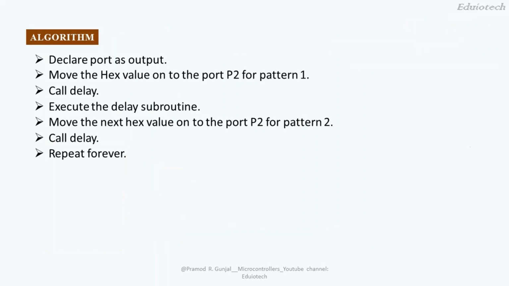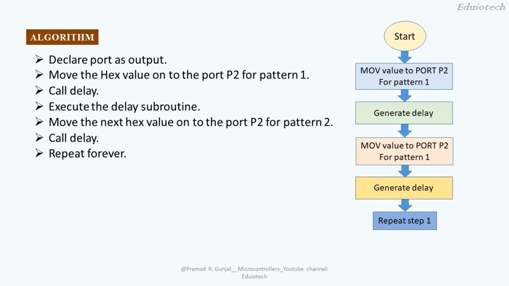Before writing a code, let us discuss the algorithm and flow of the code. First, declare ports as output. Move a hex value onto the port P2 for indicating pattern 1. Call the delay subroutine and execute that one. And again we move the next hex value onto the port P2 for indicating pattern 2. Again we call that delay subroutine and execute it, and we may repeat the procedure.